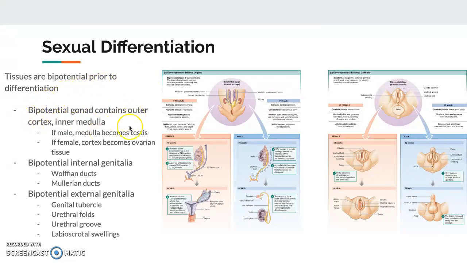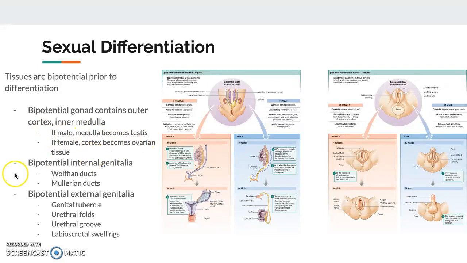So the bipotential gonad, which is one of those sex organs that we talked about in the beginning, contains both an outer cortex and inner medulla. Depending on if the fetus develops as a male or female, if it's a male, the medulla will become testes, and if it's a female, the cortex will become ovarian tissue, and then the other tissue will regress.